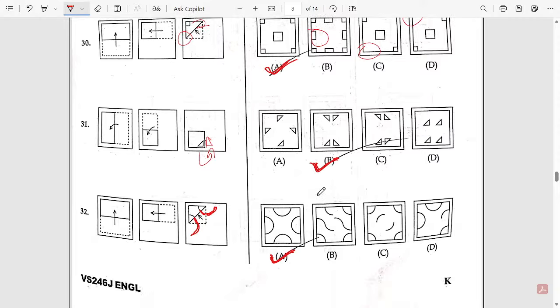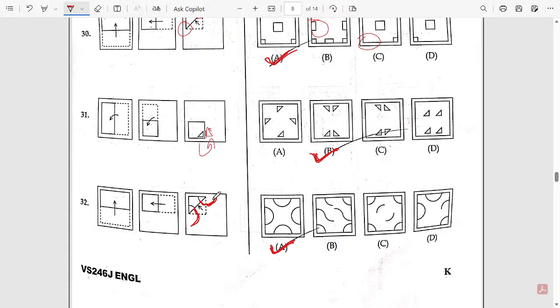Now 32, what will be the answer for 32? Tell me. Answer option A here. This circle will open, so it will be a semicircle, half. So a semicircle will come here. That is why answer option A for the 32, not B, C and not D. Okay, good.